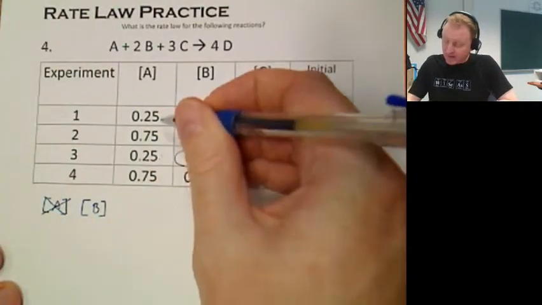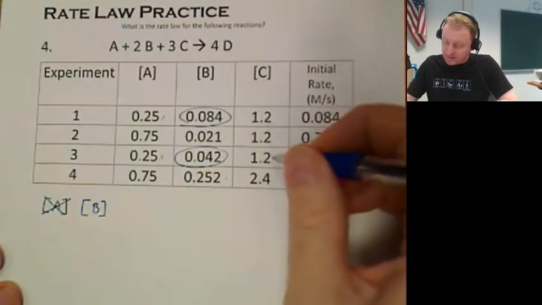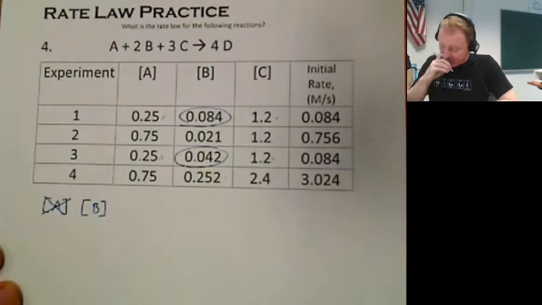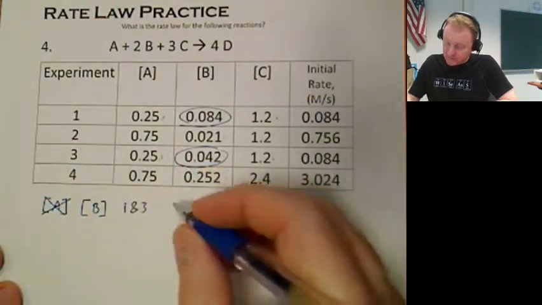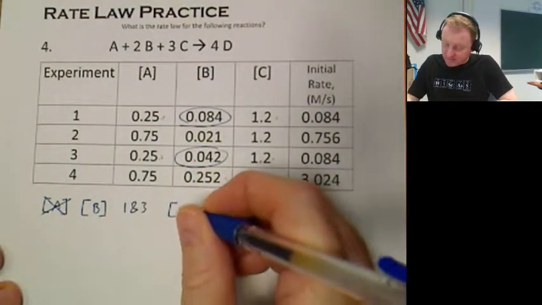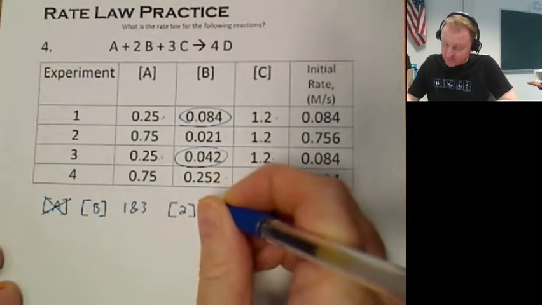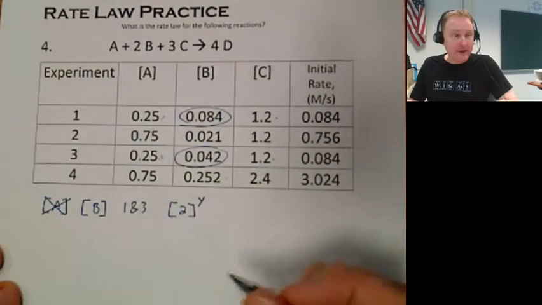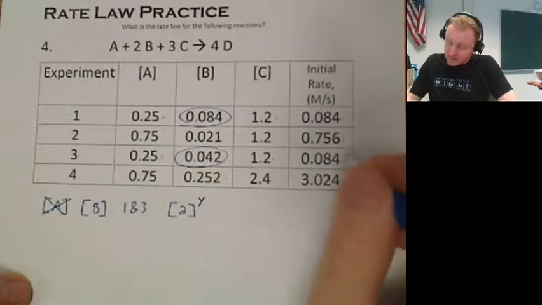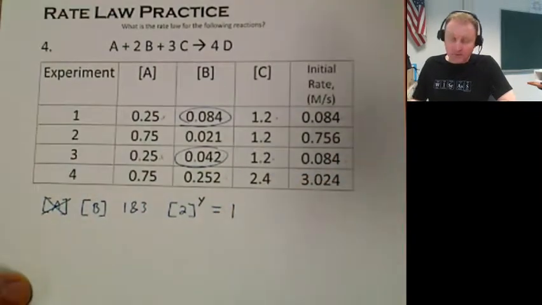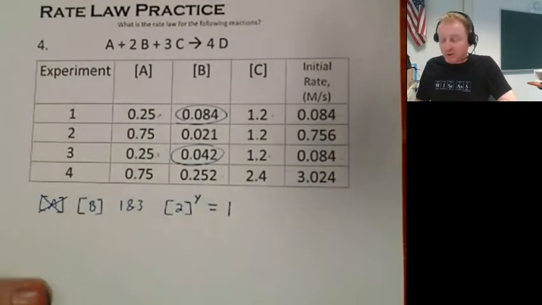So between 1 and 3, A is staying the same and C is staying the same. Between experiments 1 and 3, we see that the concentration of B doubles. It's going to be raised to some power. I'm going to say power Y. And what happened to the rate of the reaction? The rate didn't change at all. Well, that's interesting and convenient.